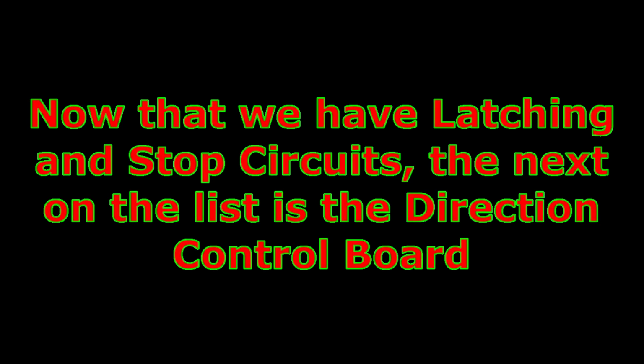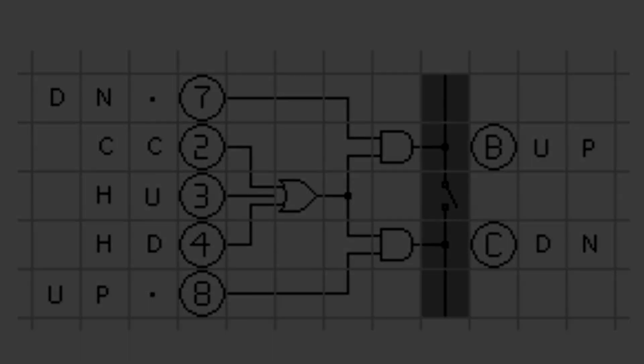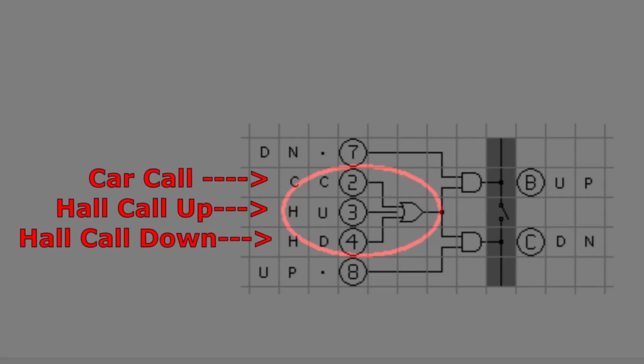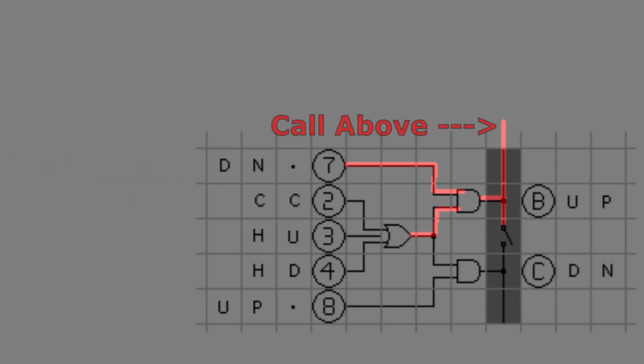Now that we have the latching and stop circuits, the next on the list is the direction control board. Here is the logic behind it. First, we have an OR gate that takes input from car call, hall call up and hall call down. Next, we have an AND gate that takes input from the OR gate and the not down signal. This provides the call above signal to indicate that there are calls above the lift.